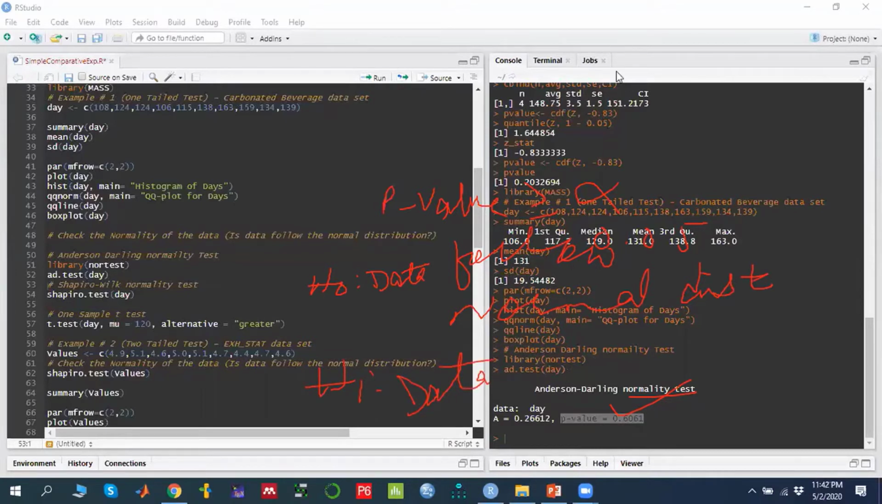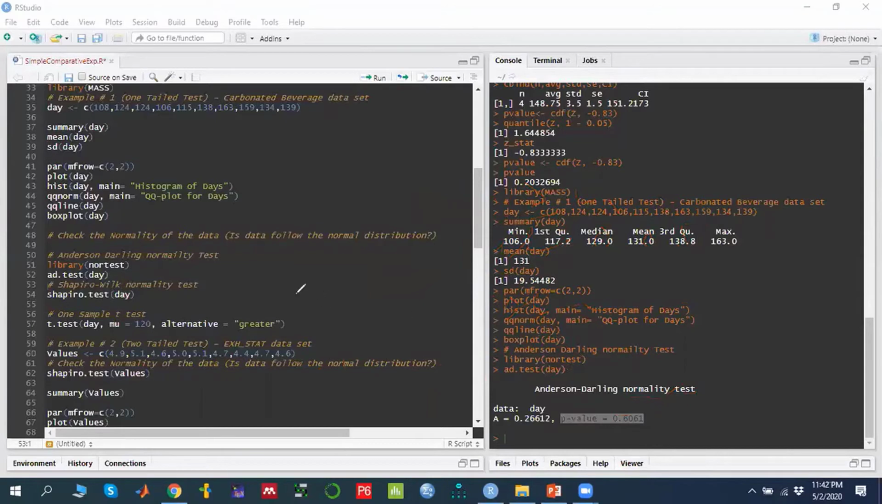Okay, so we are saying accept H0, that means data is normally distributed. So this is the way we can check if the data is following the normal distribution or not, because this is a pre-assumption for the one sample t-test: if you want to apply the one sample t-test, your data must be normal. Another way to check the normality is we can apply the Shapiro-Wilk normality test.